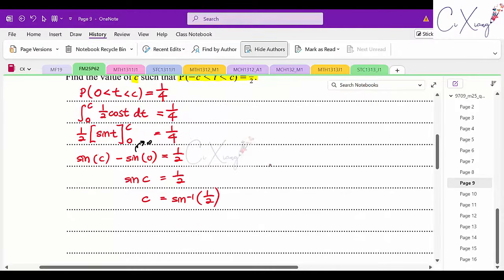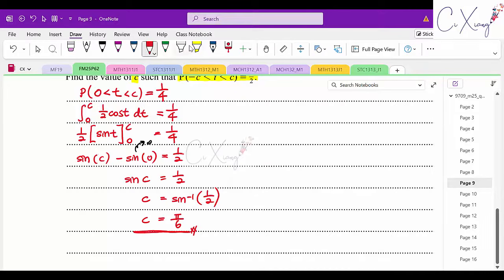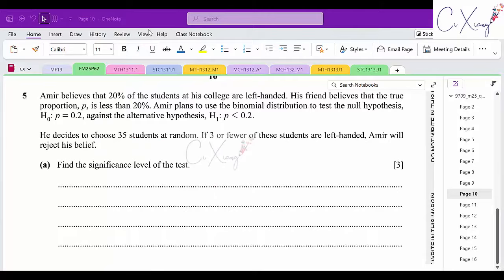So sine inverse half, what do you get? It is 30 degrees, if you try to use degrees. If you convert 30 degrees into radians, it should be pi over 6. All right, so this is how we solve question number 4. Now we are at question number 5.